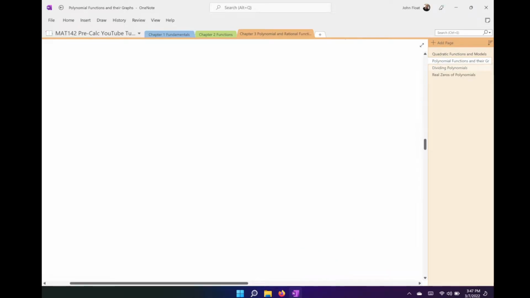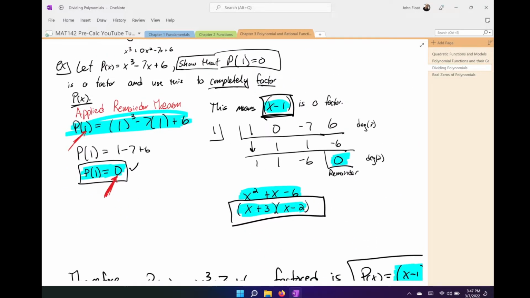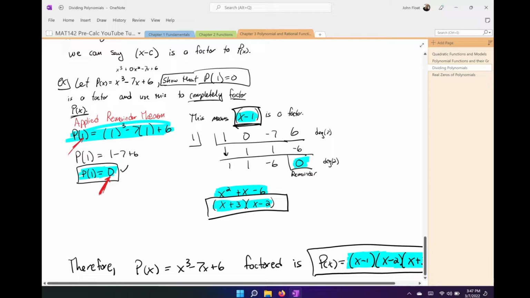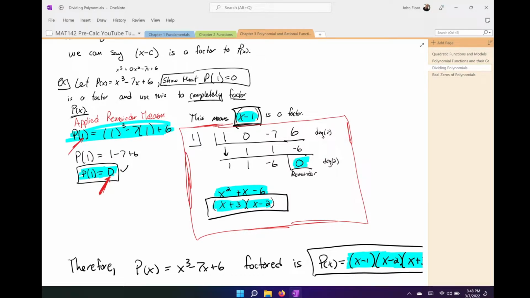Now that we showed that p of 1 equals 0, what we did, and I'm talking about this right here, is we took that number 1 and our polynomial, and we performed one part of synthetic division. We just did it once, okay? And what we found was we went from a third-degree polynomial into a second-degree polynomial, right in the middle of your screen. And that second-degree polynomial, we could easily factor. And that is how we came up with the final result.